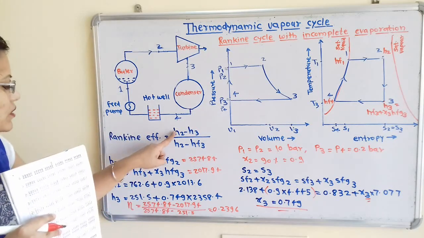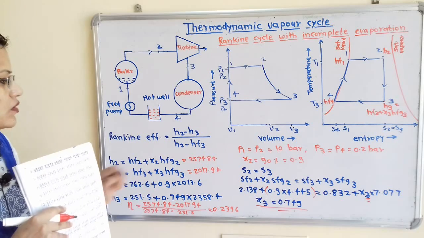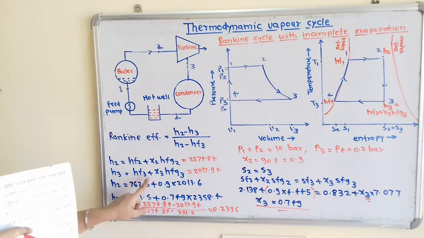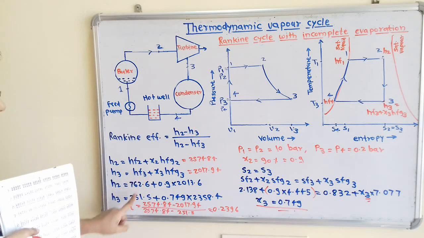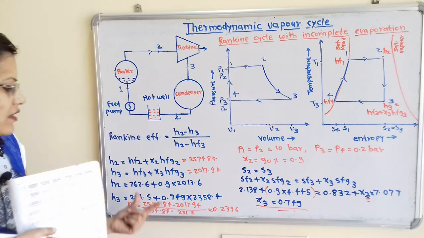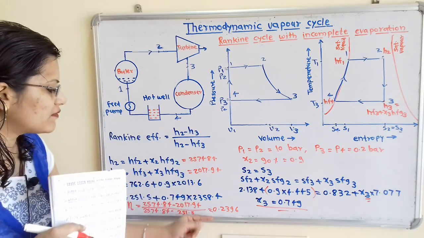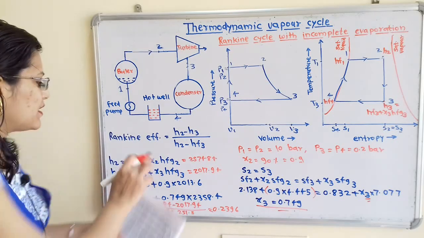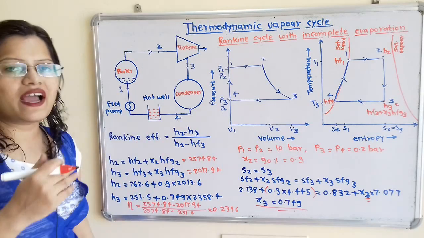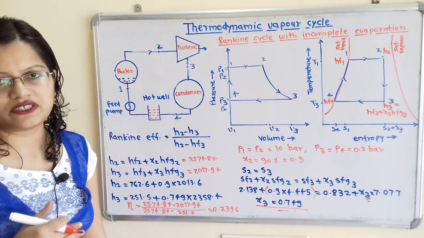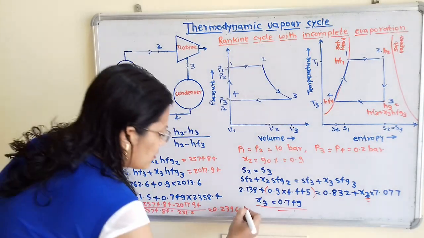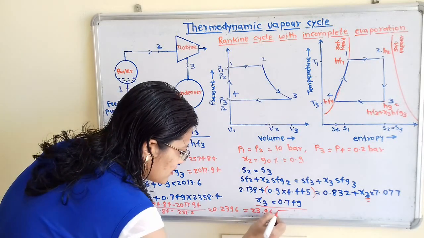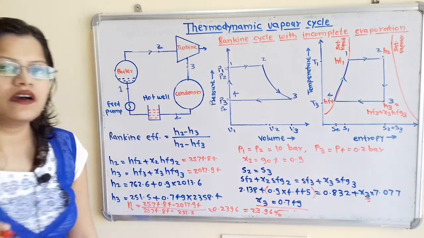Now we move to the calculation of Rankine efficiency. H2 is known, H3 is known, and HF3 is also known because we have already taken it for the calculation, 251.5. When we put all these values, we get the answer 0.2396. But since efficiency is asked, we have to convert this into percentage. So we multiply by 100 and the answer is 23.96%. So this is the answer.